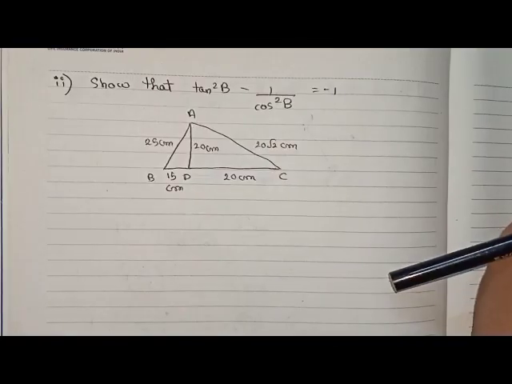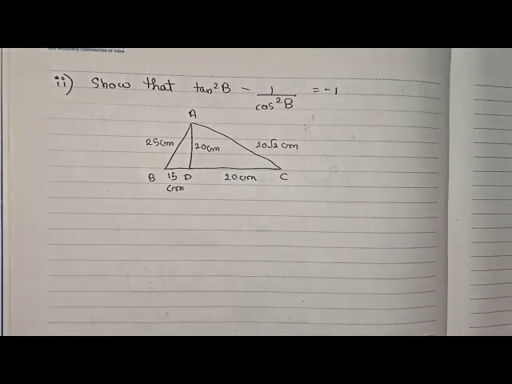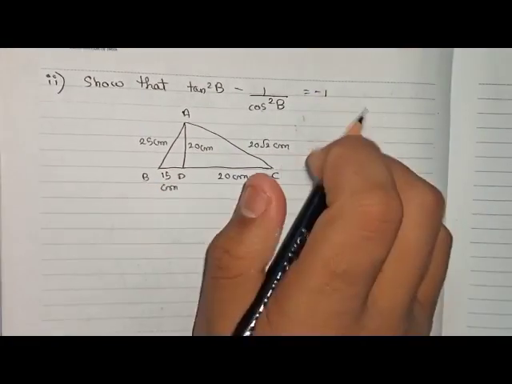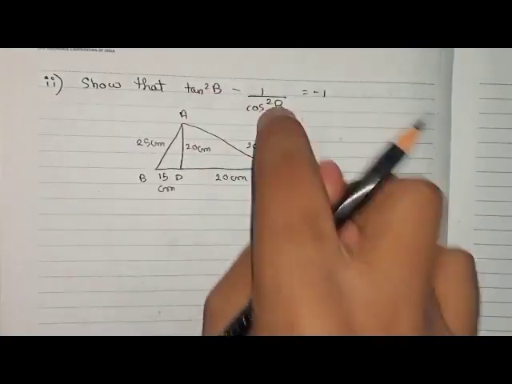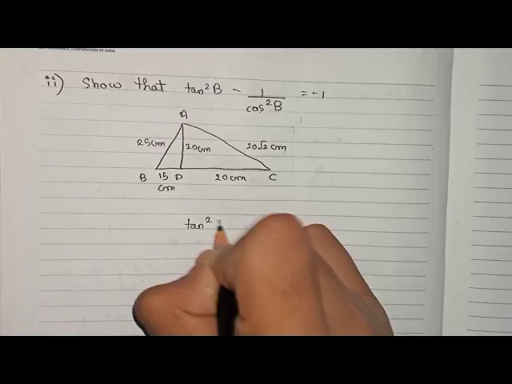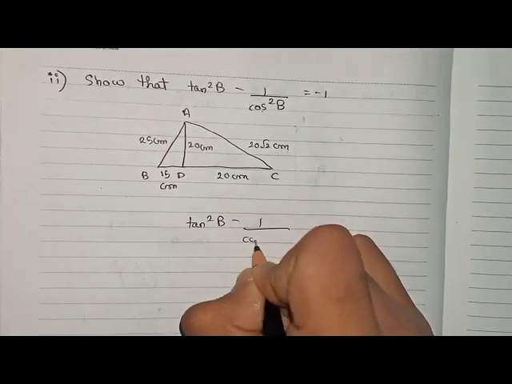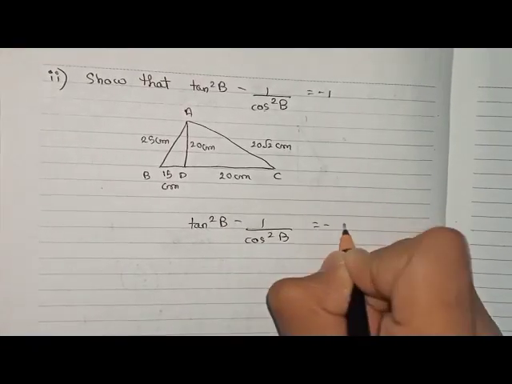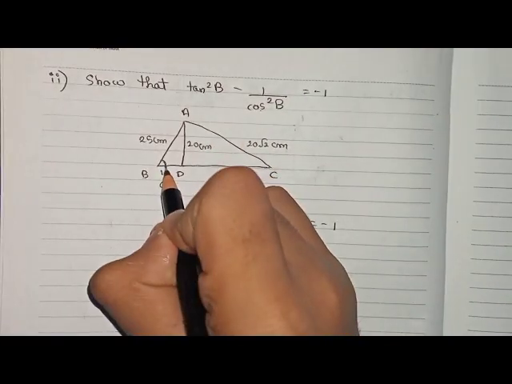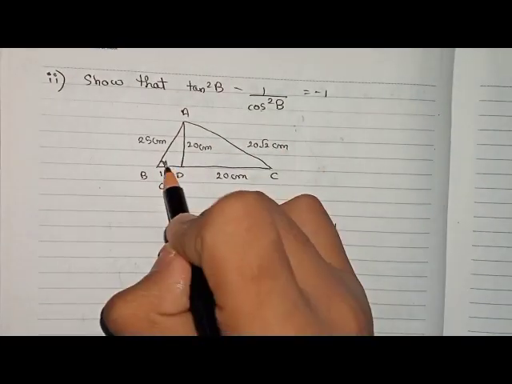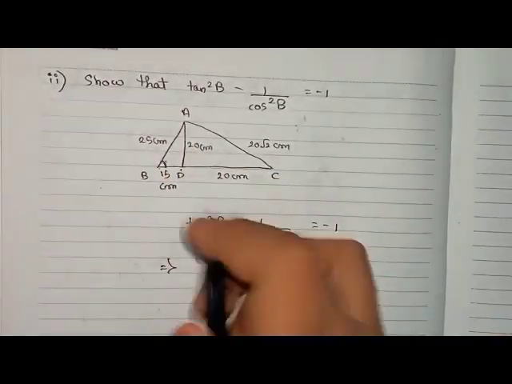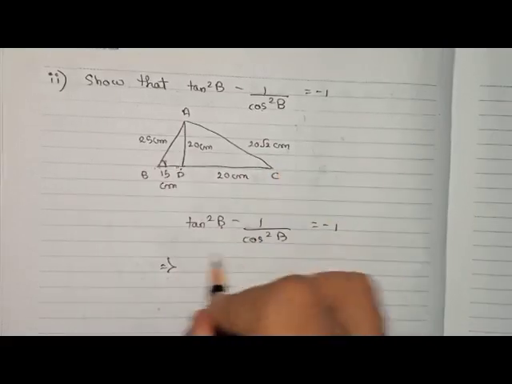So second part, show that tan square B minus 1 by cos square B is equals to minus 1. So we need to prove that tan square B minus 1 by cos square B is equals to minus 1. So tan B. So here is B. So tan means height by base. So opposite to the angle, that is AD, that will be the height, and base will be 15.